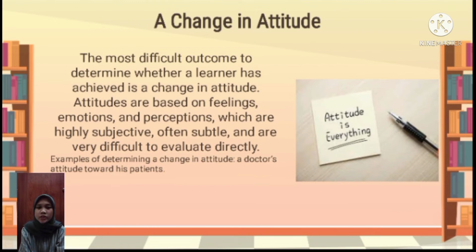Next material, a change in attitude. The most difficult outcome to determine whether a learner has achieved is a change in attitude. Attitudes are based on feeling, emotion, and perception, which are highly subjective, often subtle, and very difficult to evaluate directly. Example of determining a change in attitude: a doctor's attitude toward his patients.